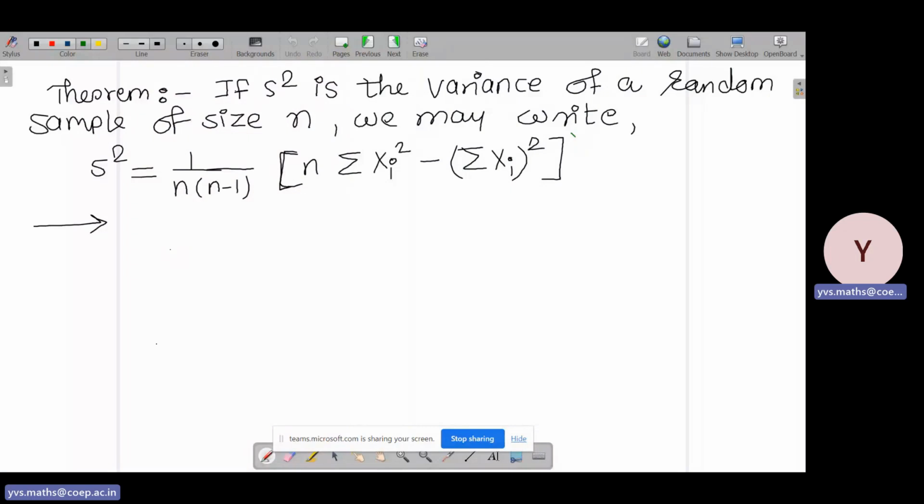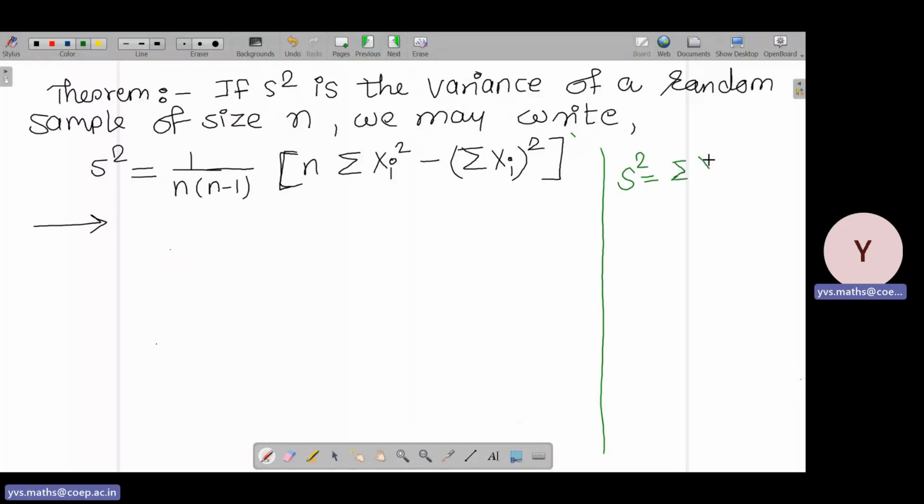So this is the theorem that we are going to prove right now, and it's a very important formula we will be using in applications of chi-square distribution. As all of you know, S square is the random variable which represents sample variance. The basic definition of S square is summation xi minus x bar whole square divided by n minus 1.